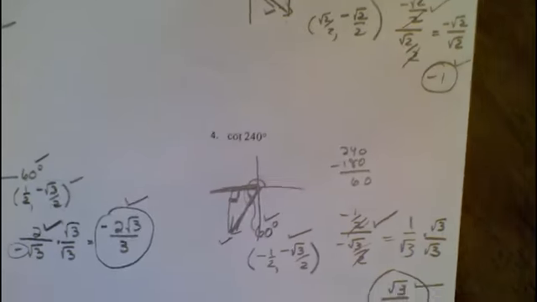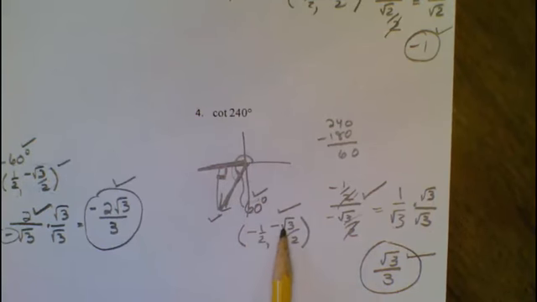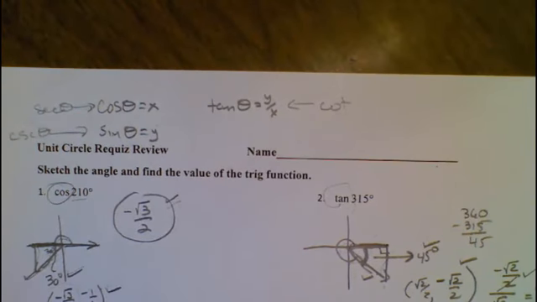So those are the skills you need to be able to do. Draw the angle, figure out the reference angle, it's one that we know, figure out the ordered pair, and then know all of these trig things, how to set up the ratio for each of those trig things.